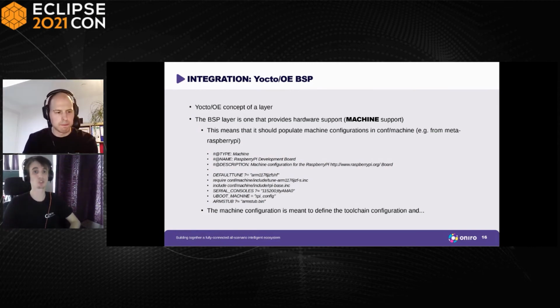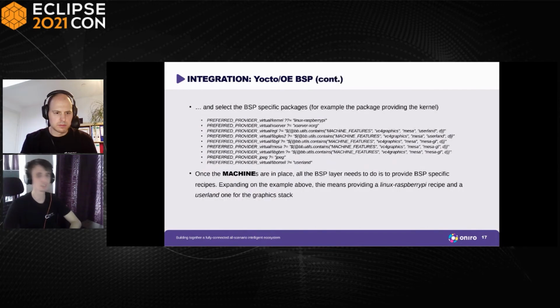You also have the U-Boot machine, so the U-Boot recipe knows what configuration to take into consideration for this specific machine. ARM stub is something very specific to Raspberry Pi. I'm not going to get into these details because it defeats the purpose of this specific presentation. The machine configuration is meant to define the toolchain configuration and select the BSP-specific packages for that specific machine.